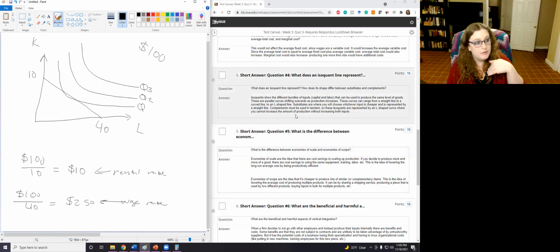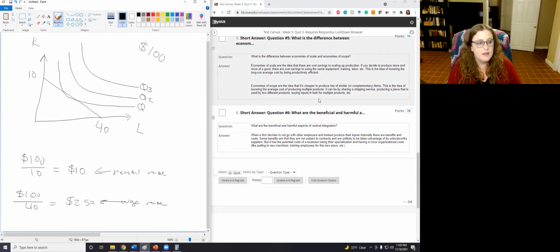The difference between economies of scale and scope. Scale just means you're scaling up. You're producing more. Scope means you're producing different things.